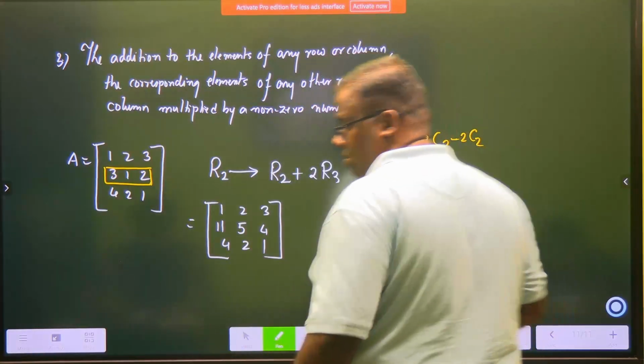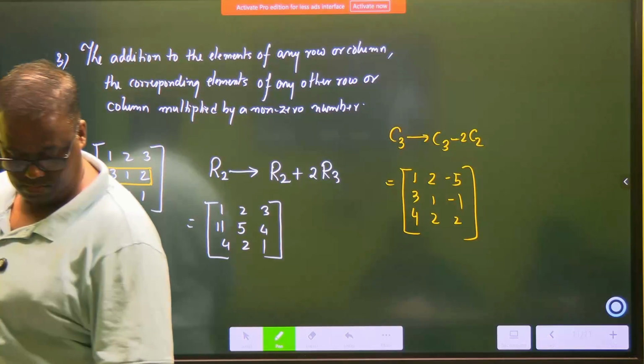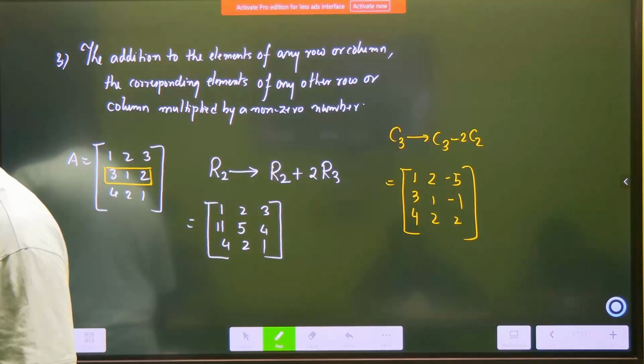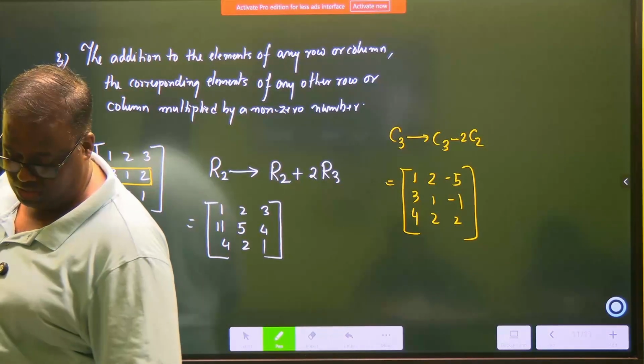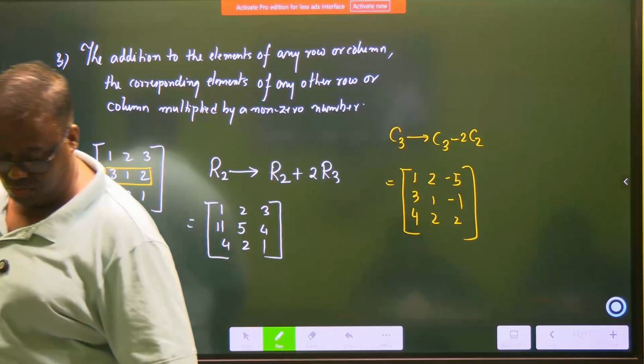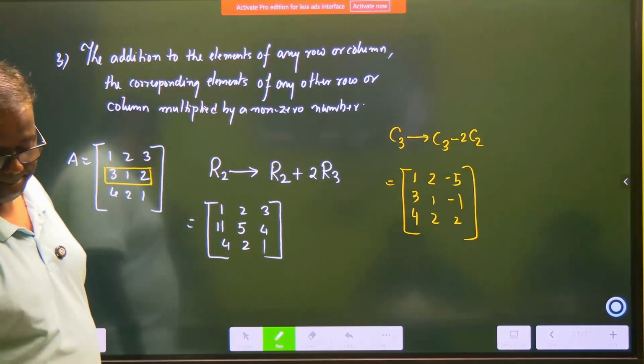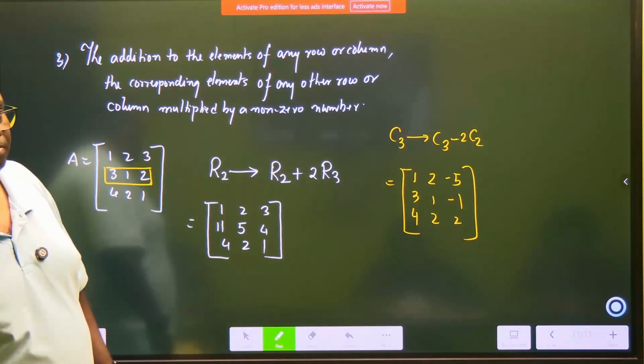Check. Which brings us to the last topic, invertible matrices, which we will do in our next class: how to get the inverse of a matrix. Clear?